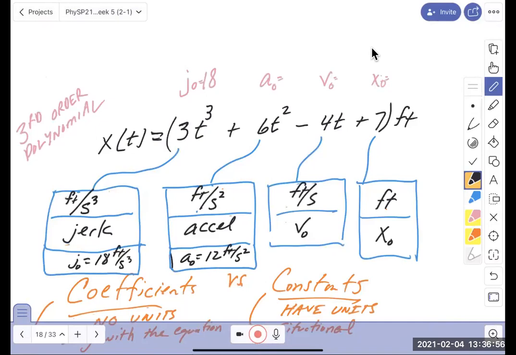And V naught is the -4. Okay, so I guess I could say that. V naught is -4 feet per second. And then X naught, of course, is +7. Okay, X naught equals 7. So I'm going to change this next year and make it a third level, three boxes.